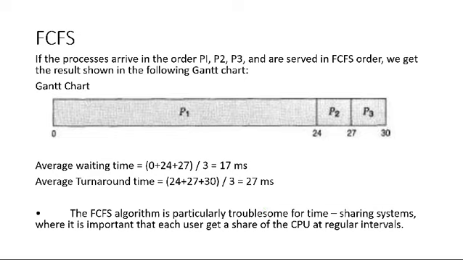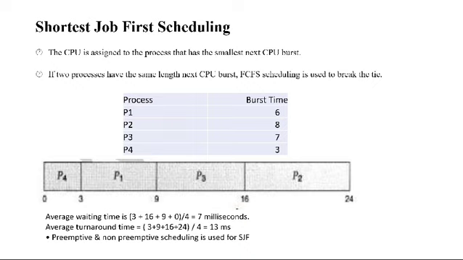So we go to the next scheduling algorithm, called shortest job first scheduling. The CPU is assigned to the process that has the smallest next CPU burst time. Now we have processes P1, P2, P3, and P4 with burst times 6, 8, 7, and 3. Out of all four processes, P4 has a very small burst time, only 3. Now in the Gantt chart, we take which process has the shortest job. That is P4, so P4 goes to the scheduler first.